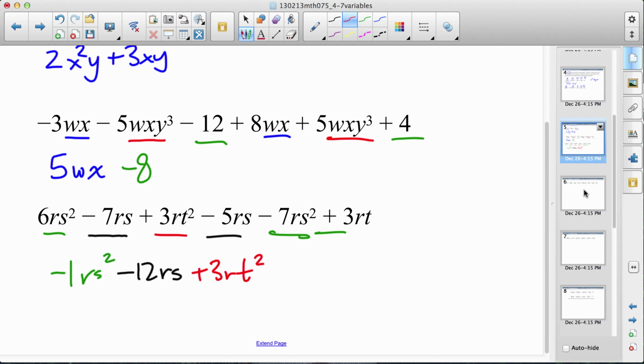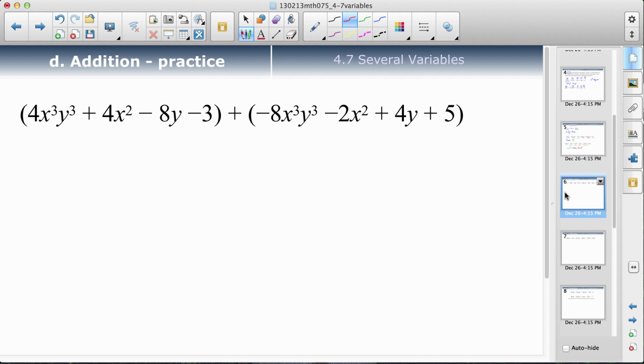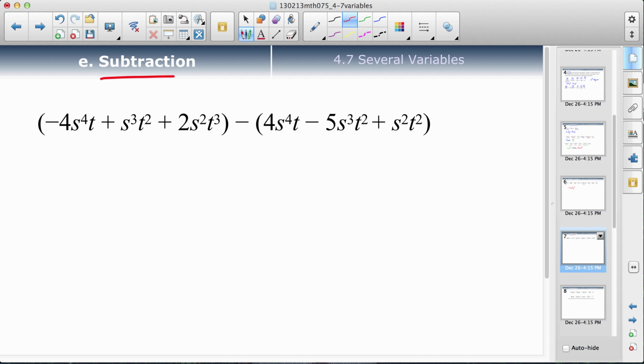Okay, so that was, I guess, collecting like terms, and that'd be the same that you would do here. You would drop the brackets, then just look for the like terms and add their coefficients. So this one, 4 take away 8, you'd be negative 4 x cubed y cubed. Then you go on to the next term. Let me go, though, to subtraction. That's where the fun happens, right?